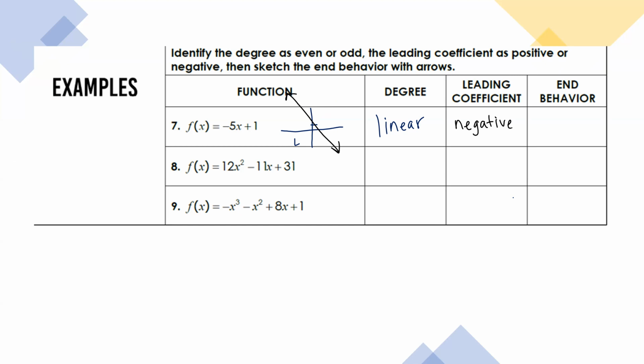Okay, so as x goes to negative infinity, what is the y value doing? So let me use another color pen. As I go along the x-axis and I go towards the negatives, what's happening to the graph over here? It's going up. So I'm going to put infinity here. Okay, let's do the other side for end behavior. As the x values go towards positive infinity, what happens to the y values?